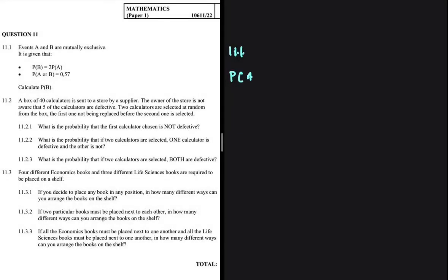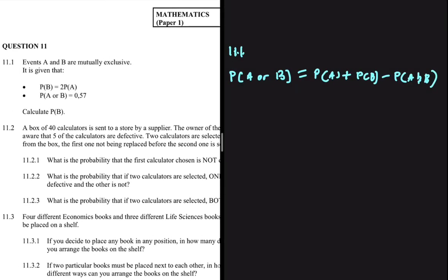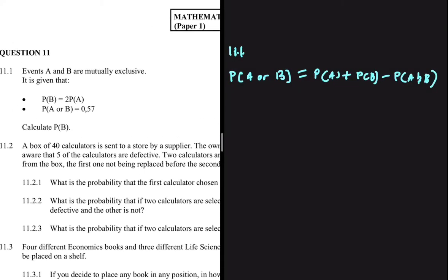Probability of A or B is equal to the probability of A plus the probability of B minus the probability of A and B. In 11.1, we have events A and B that are mutually exclusive. It is given that the probability of B is equal to 2 times the probability of A, and the probability of A or B is equal to 0.57. So let's go ahead and make sense of that.